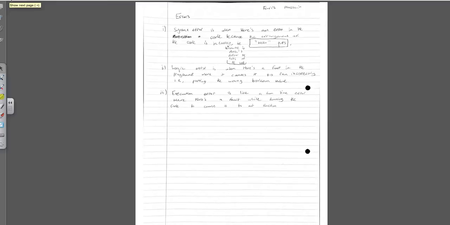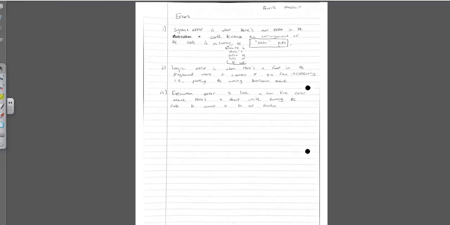Logical error is when there is a fault in the program where it is to run incorrectly, i.e. puts the wrong Boolean value. Logical error is where a fault in the program where it is to run incorrectly. And the Boolean value. No, so 0 marks for logical error. Execution error is like a runtime error where there is a fault. There is another apostrophe while running the code to cause it to not function. Too vague. I'll give you 3 out of 9 for that.